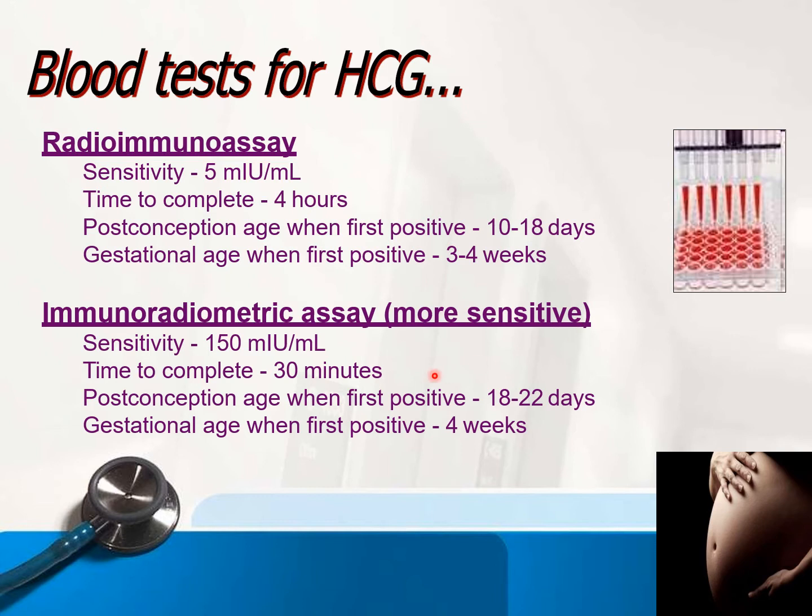And the immunoradiometric assay is more sensitive, and the sensitivity is 150 milliunits per ml, and it will take 30 minutes for this test. After the conception, between 18 to 22 days, it will be positive. And if you are thinking about the gestational week, within 4 weeks it will be positive.